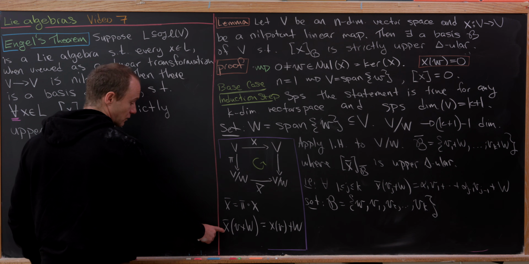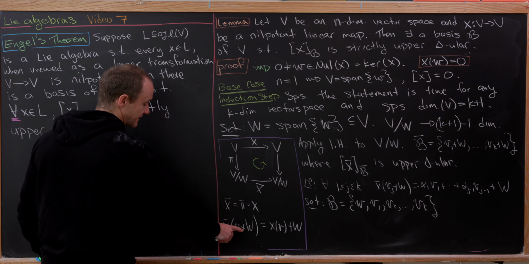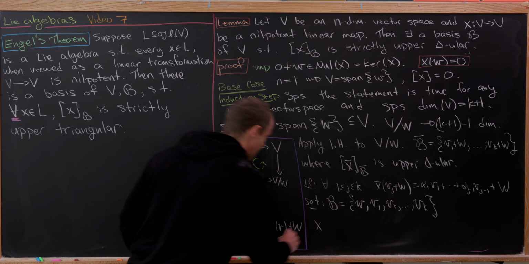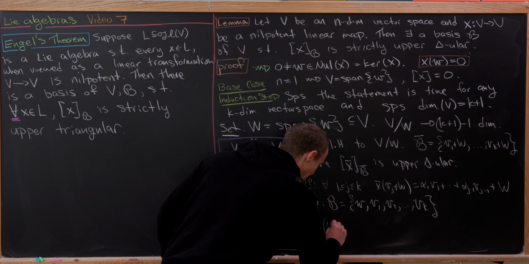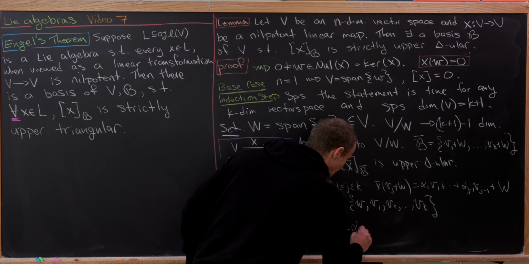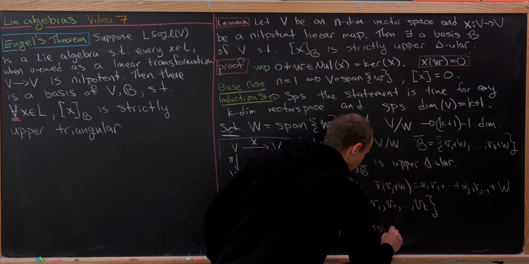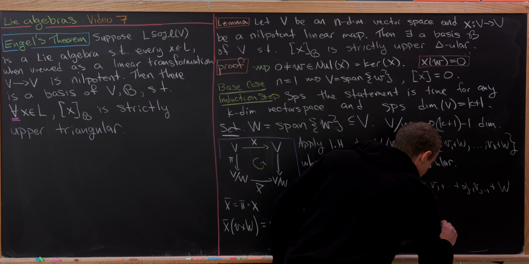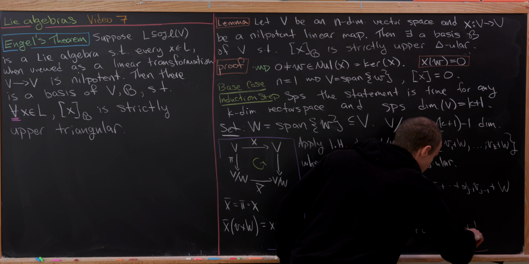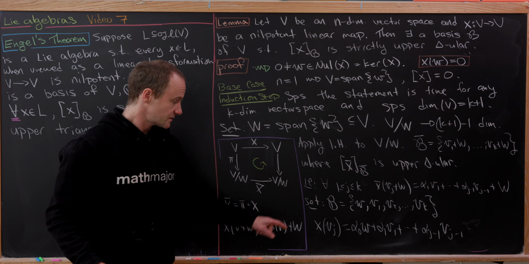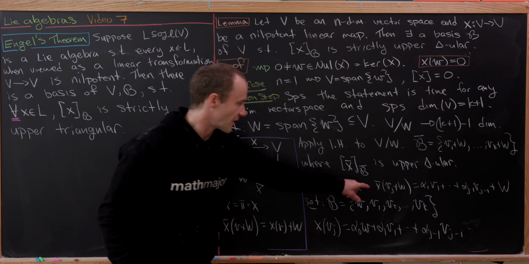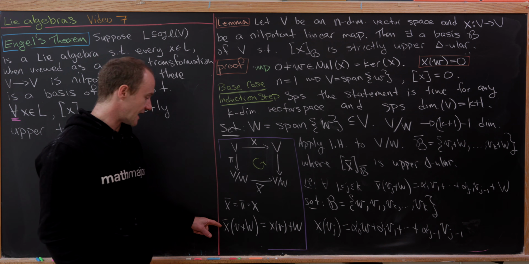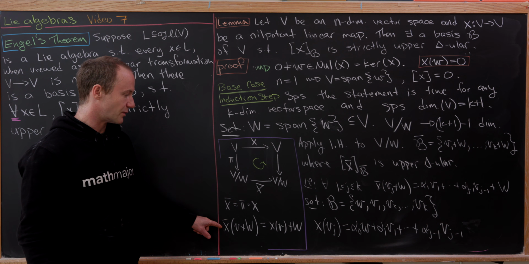And then because of this rule right here, that x bar evaluated at v plus w is x bar of v plus w, that means that x evaluated at vj will be equal to alpha naught times w plus alpha 1 times v1 added all the way up to alpha j minus 1 times vj minus 1, like that. So again, that follows from this action right here of x bar on the coset and this way that we defined x bar over here.